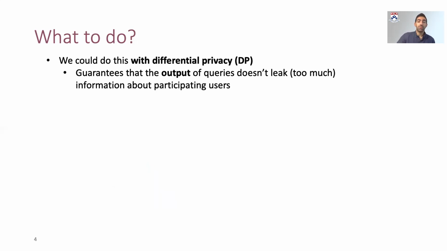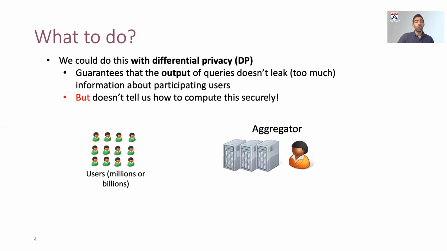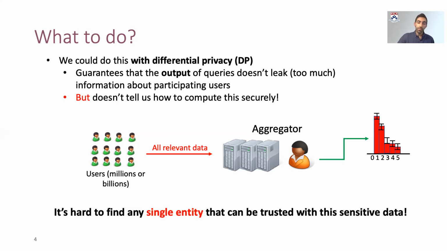So one thing differential privacy doesn't tell us how to do, though, is actually compute these outputs in a way that doesn't jeopardize privacy. So let's say that we upload all the data in the clear to some central aggregator. So we have all these users uploading this data, where the aggregator then does this differentially private noise addition and gets some error bars here. So this would work, but it's really hard in practice to find any entity that can be trusted with this sensitive data. This is one massive single point of failure.